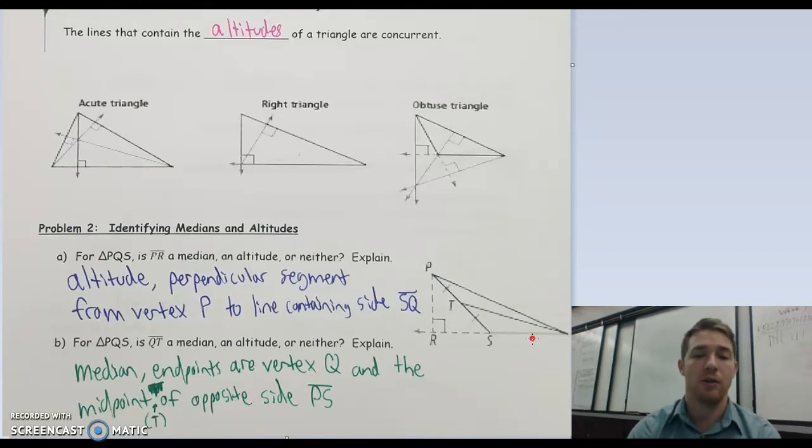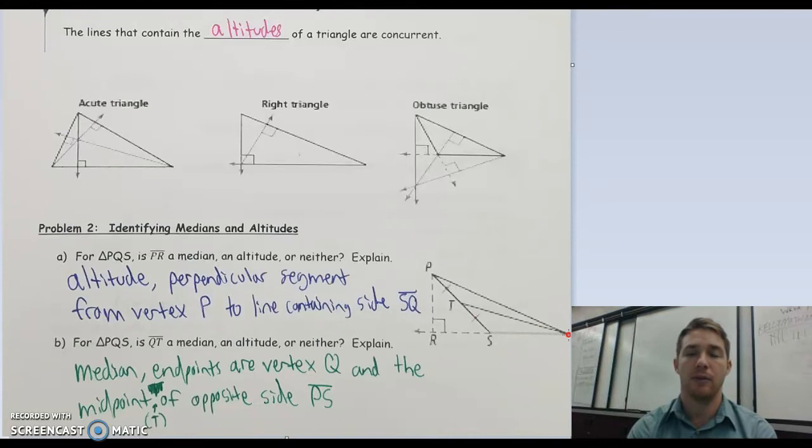If I look at QT though, so Q is this point in the corner, from Q to T, that should be a median because I'm going from the vertex at Q to the middle of the opposite side. So from vertex to midpoint, that should be a median.